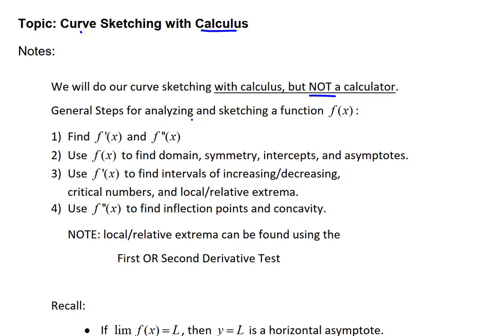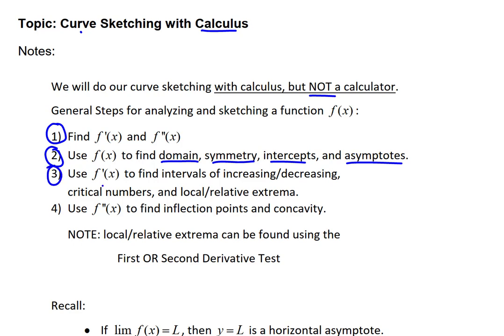General steps for analyzing and sketching a function can be said as follows. First, we're going to find the first and second derivatives. Secondly, we're going to use the original function f of x to find the domain, symmetry, intercepts, and asymptotes. Now, all of those, with the exception of asymptotes, can be done entirely without calculus. Those are just pre-calculus algebra topics that we'll have to review as we do this.